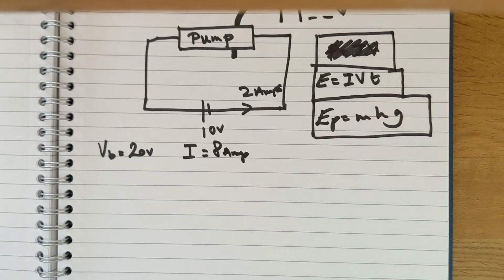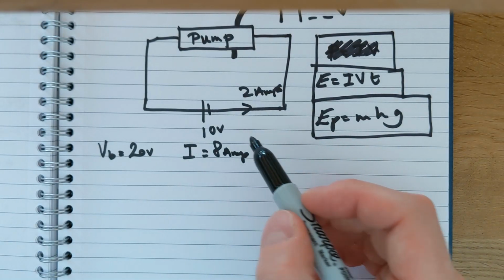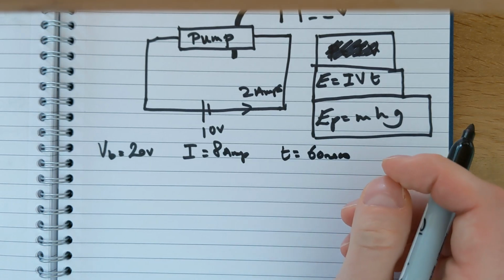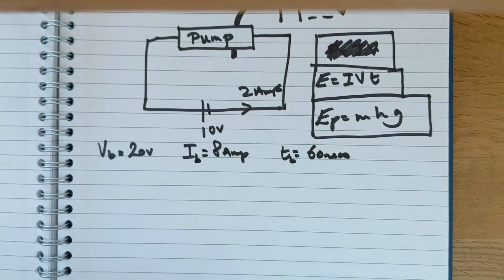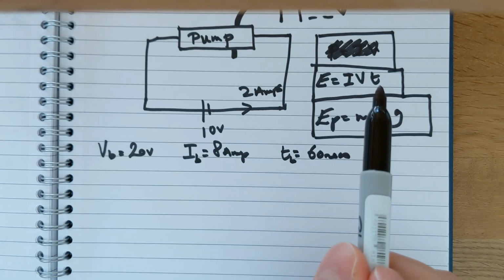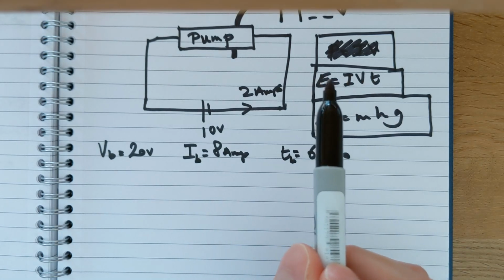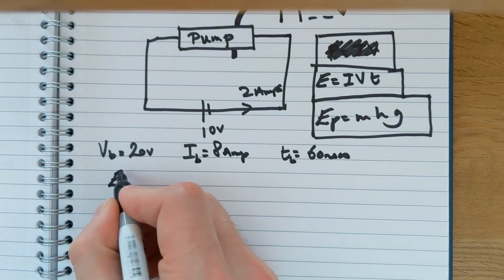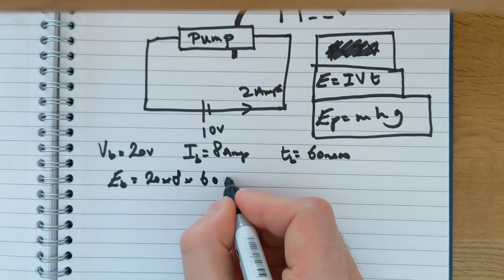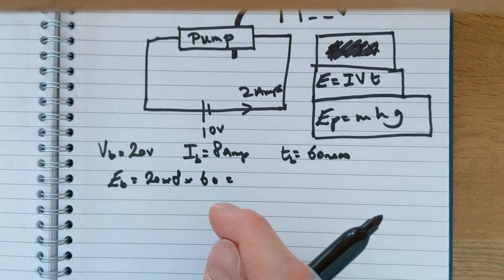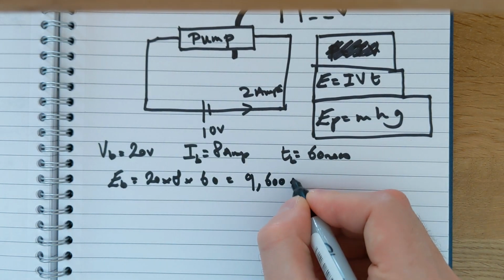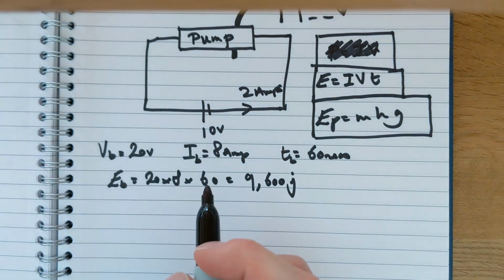To make our lives easy, we will choose a time base of 60 seconds. So these are bases. And then if we're using this equation here, we've chosen 3 bases, we'll have to calculate the fourth from the others. So our energy base will therefore be 20 times 8 times 60 seconds, which will equal 9,600 joules. And that's our energy base.